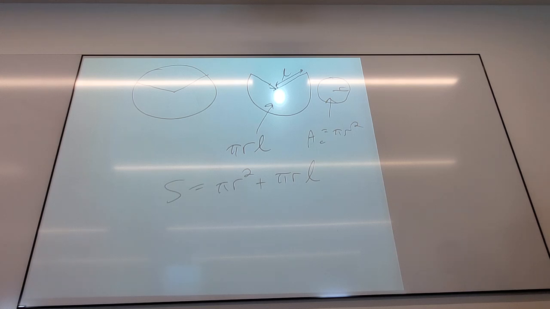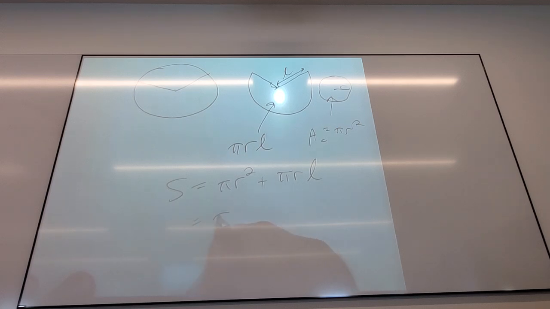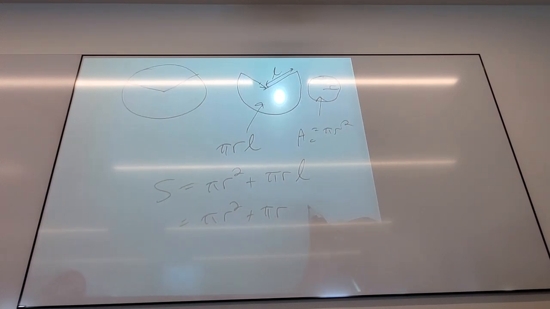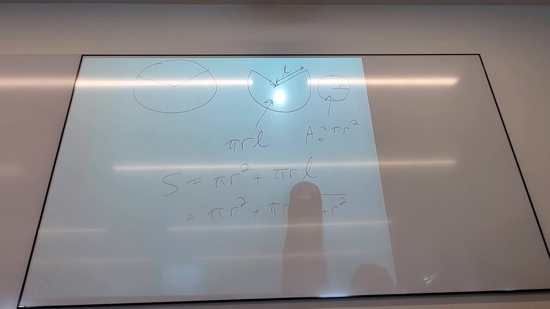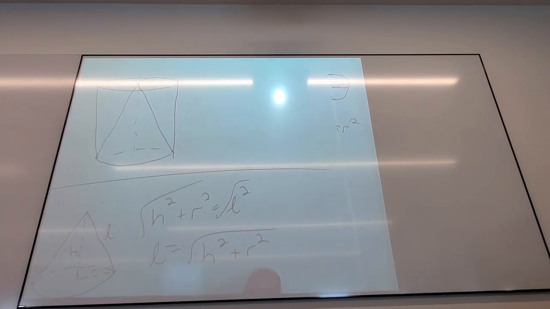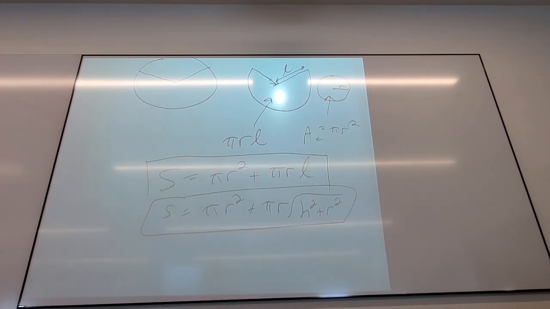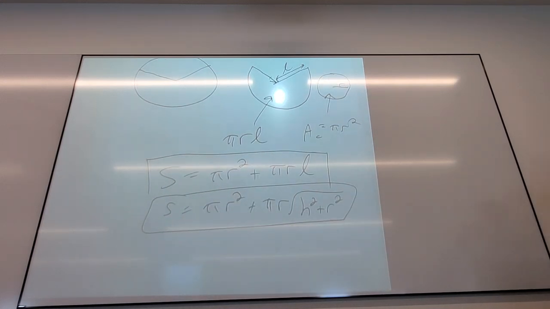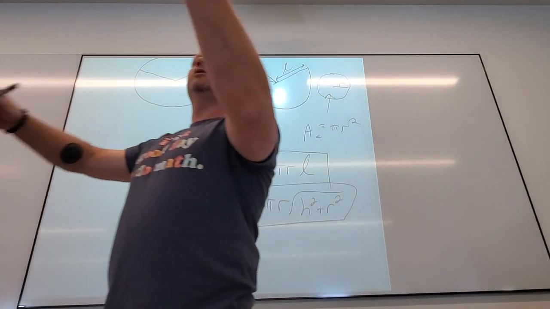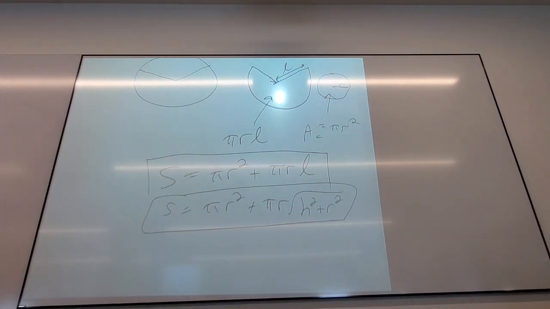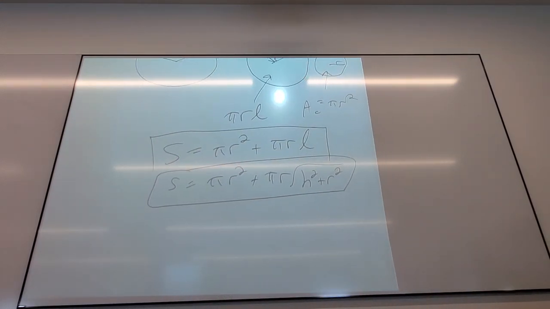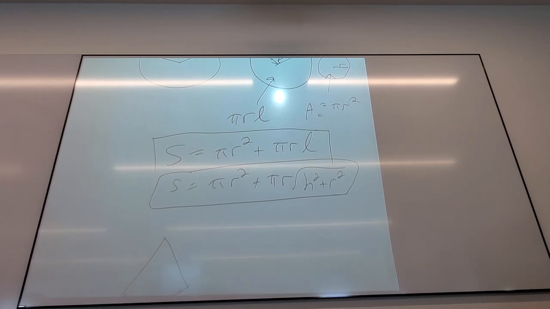Let me write it this other way also. Pi r squared plus pi r times the square root of h squared plus r squared, because we figured out earlier that L is this. So you might see it like this in the book. This works also. If they give you the slant length, you could just throw that in there. If they don't, you have to calculate it, yes? So let's try one. Everybody got that? Good. I'll draw my little cone dude.